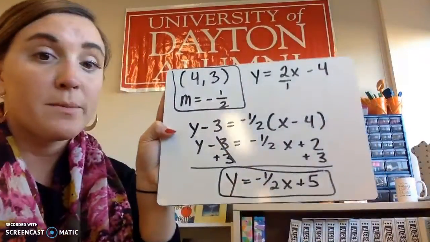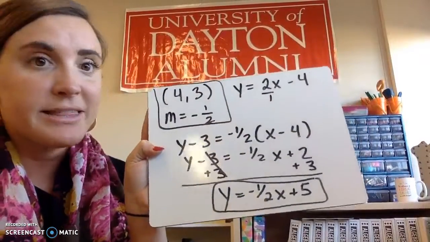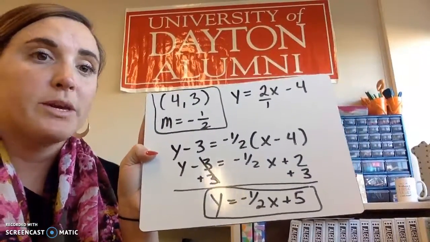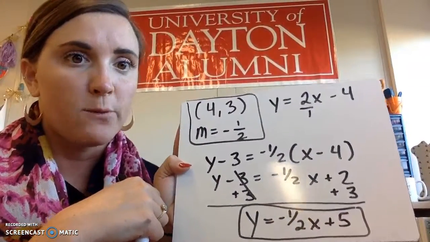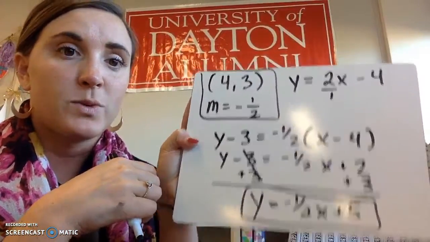Box in that equation for me and you're good to go. We're not graphing or anything today. We're just practicing how we are going to tie in parallel and perpendicular with how we know to use point-slope form. So taking those two skills from last week and combining them.